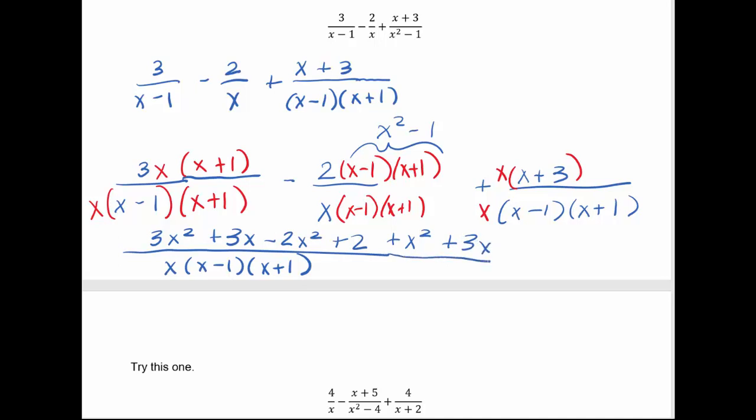Now, here's the point where you want to simplify as much as possible. Combine your like terms. You have 3x squared minus 2x squared. That's going to give you 1x squared, plus another 1x squared is 2x squared. 3x plus 3x is 6x plus 2.